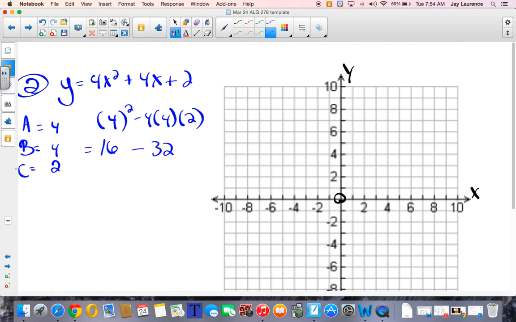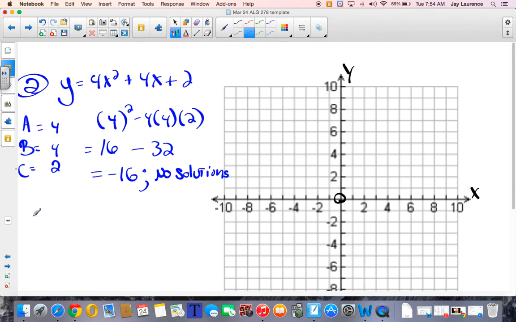So my discriminant is going to be a negative 16, which, if I were Alice and Pasquale, I would say there are no solutions. In other words, no x-intercepts. That does not mean you can't graph this. It just means it won't touch the x-axis. So to use the quadratic formula at this point would be foolish because you're going to get imaginary numbers. You're going to be taking square roots of negatives, which you cannot do.